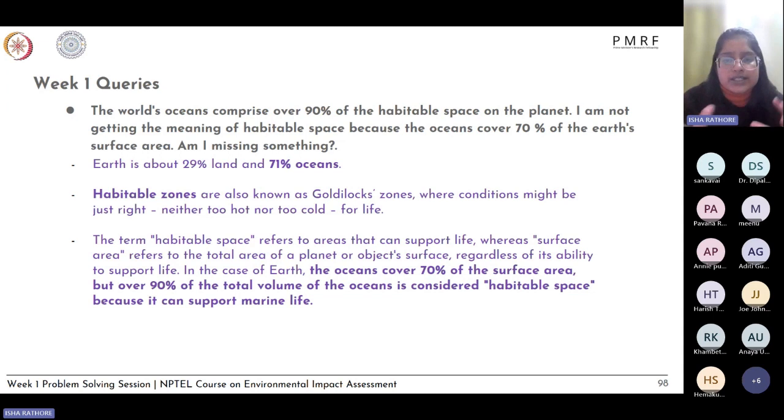So this is what habitable space means. Hope this clarifies, gives you much better clarity on habitable space and why that statement is correct.